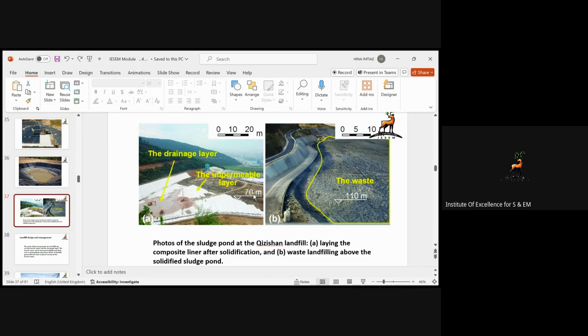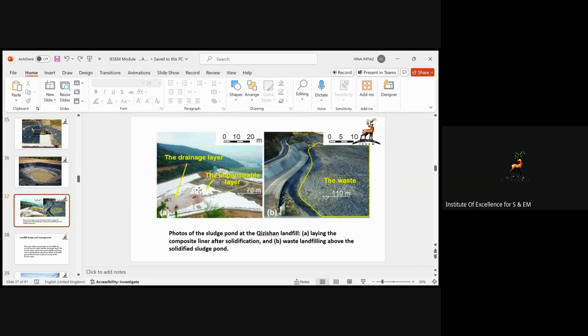So this is the process shown in the photograph, in which the liner has been installed after the solidification. But in the second photo, you can see that it has been solidified over the sludge pond. So this is the practical example. Whenever you want to design any landfill in which you are going to manage hazardous waste or toxic industrial waste, you must adopt the composite liner.